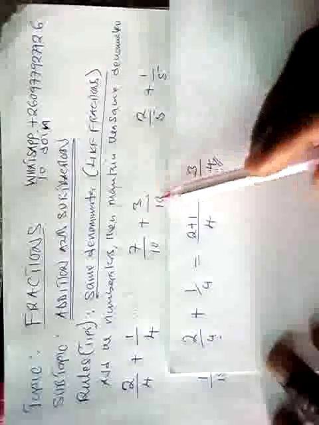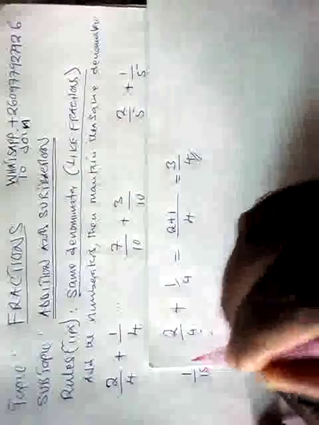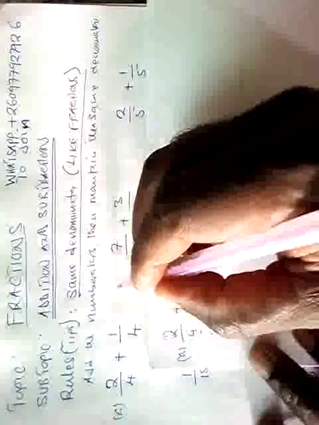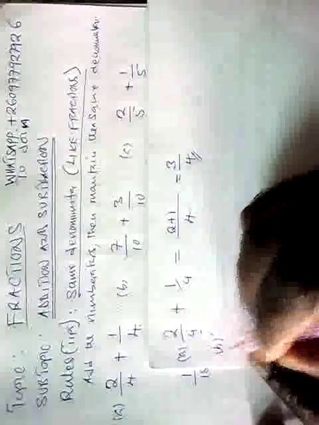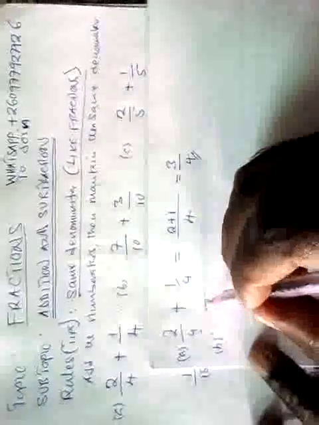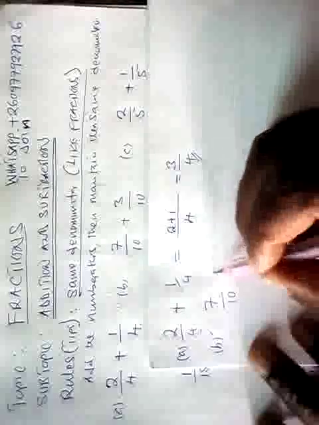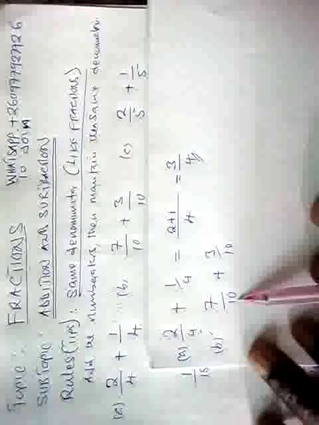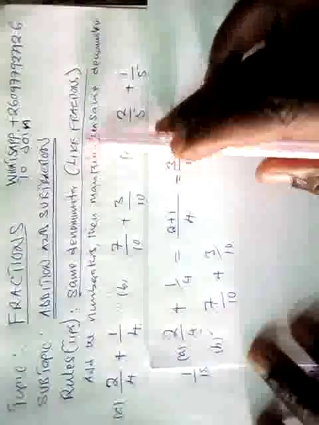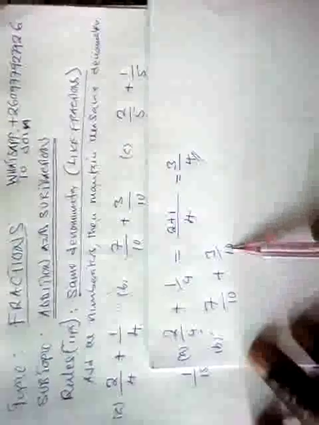The next one here, we have 7 over 10 plus 3 over 10. So this is number 1 or A, this is B, this is C. So we go to B. So B, we have 7 over 10 plus 3 over 10. So you ask yourself a question: how are the denominators? The denominators are same. So same denominator, they are called like fractions. So these are like fractions.